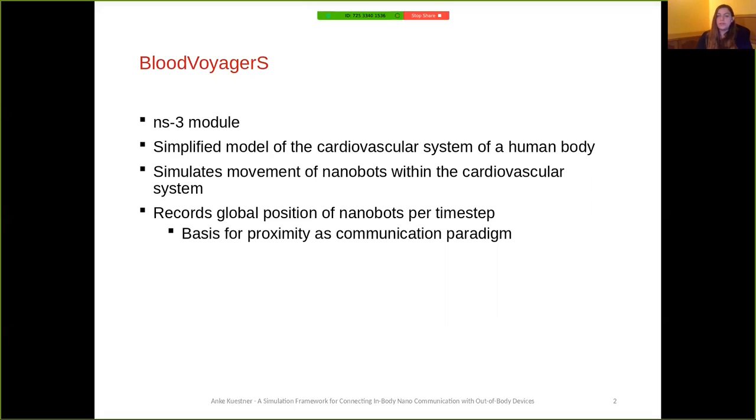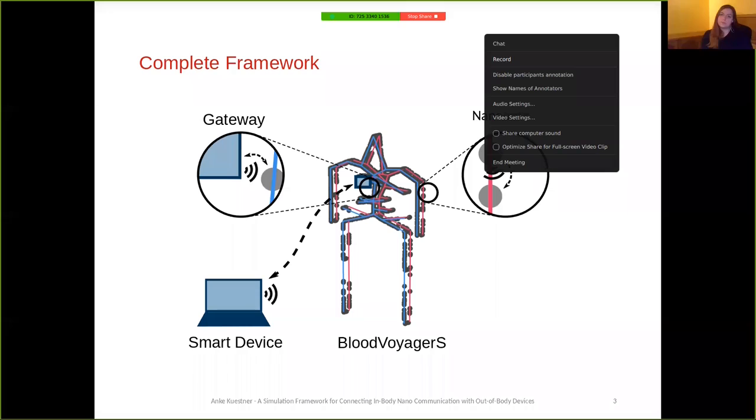BloodVoyagerS was implemented as NS3 module by some people of the University of Lübeck, including Regina. It is a simplified model of the cardiovascular system of a human body, and it also simulates nanobots moving around in it. Based on the position of the nanobots, we created a communication paradigm called proximity approach, which I will explain in more detail on the next slide.